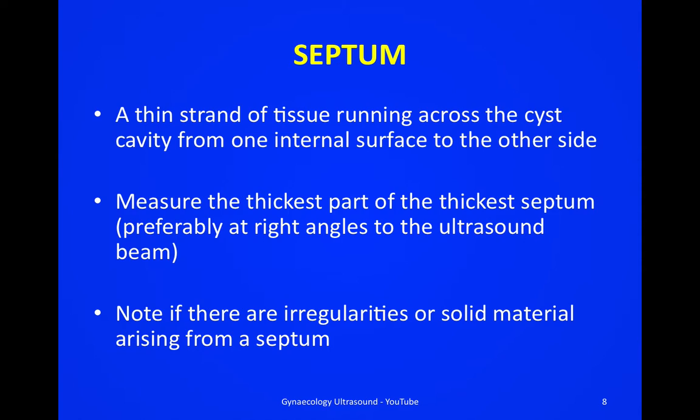A septum is a thin strand of tissue running across the cyst cavity from one internal surface to the other side. Measure the thickest part of the thickest septum, preferably at right angles to the ultrasound beam. Note if there are irregularities or solid material arising from a septum.